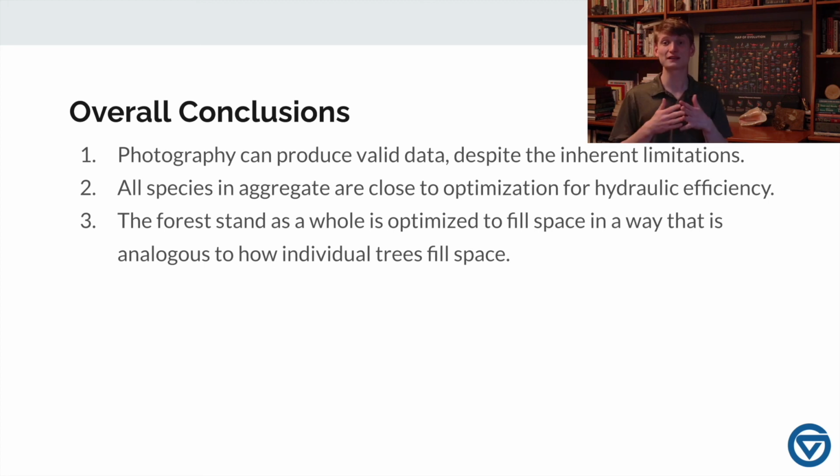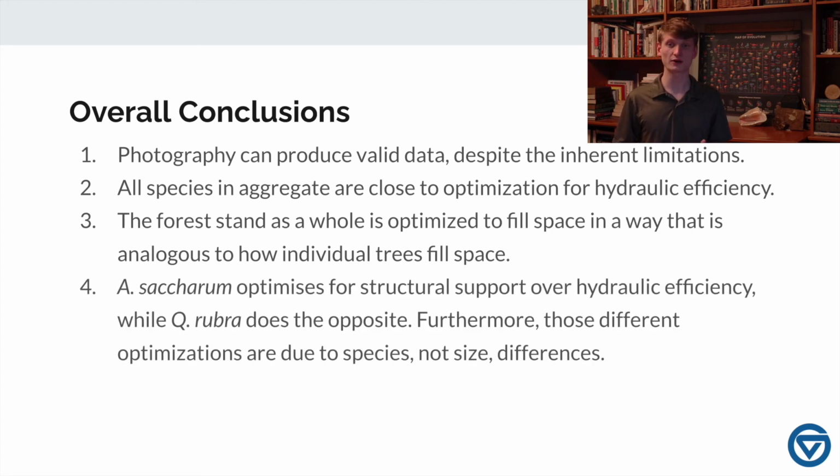And finally, looking at the species level, we see that Acer saccharum, sugar maple, and Quercus rubra, red oak, the two dominant species in the plot, are optimizing in very different ways. Sugar maple is more looking for structural support of the limbs, and Quercus rubra is more optimizing for hydraulic efficiency. And those differences, as I just talked about, they're due to species differences, not size differences.